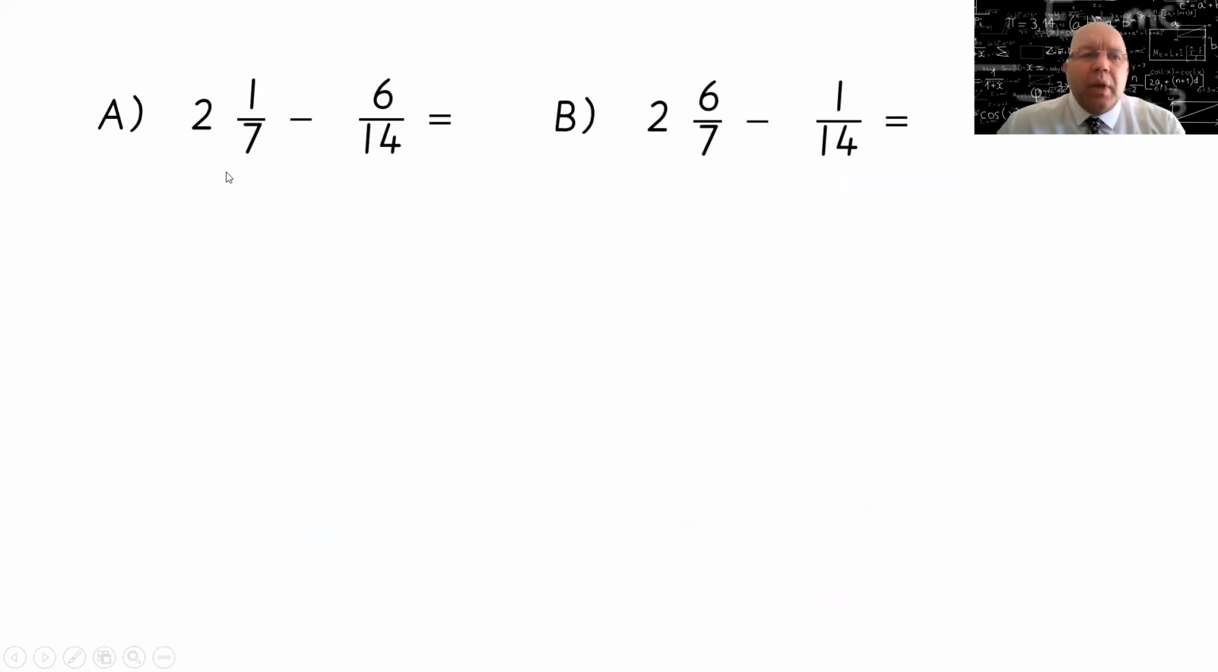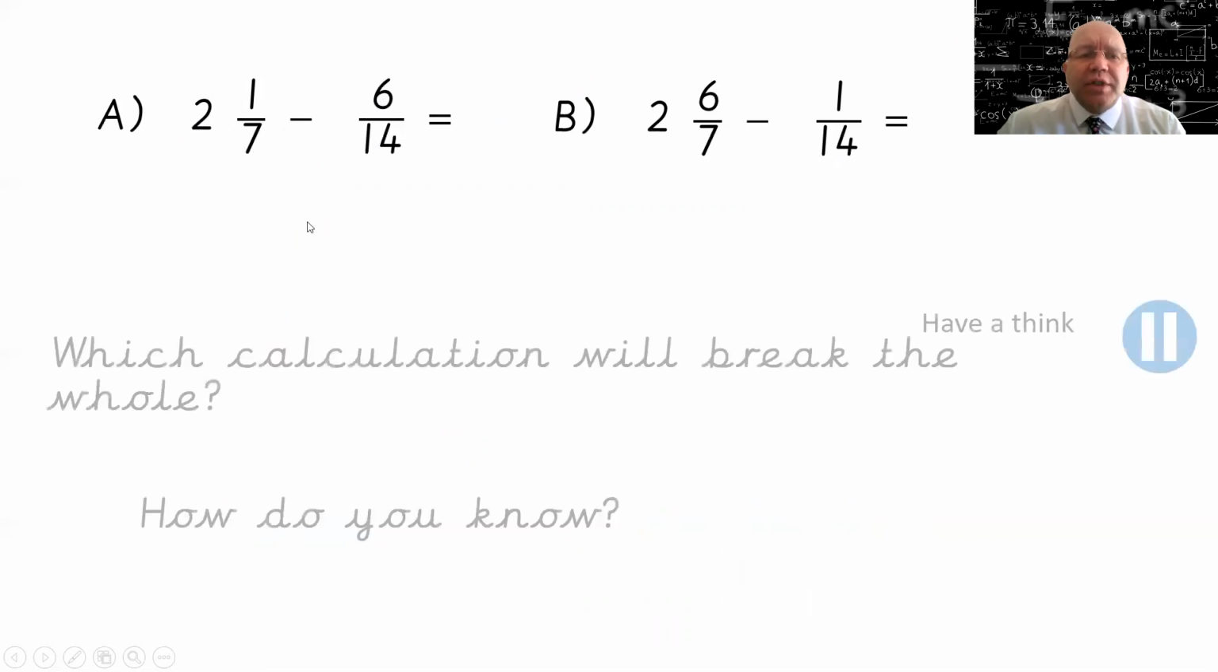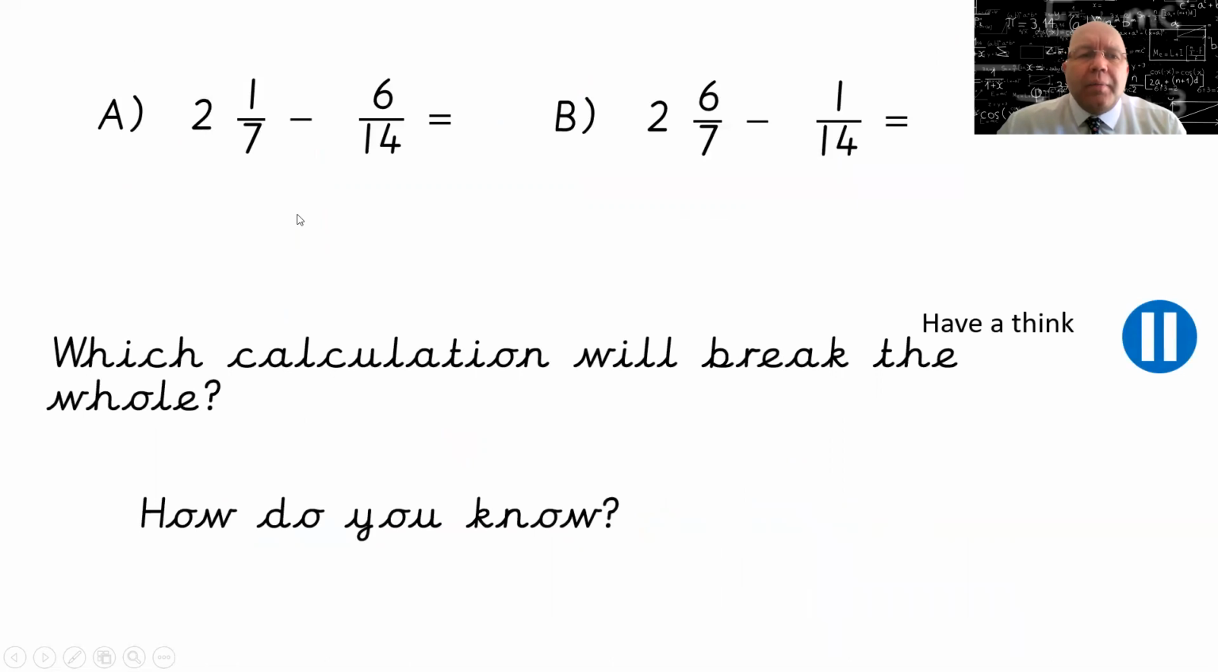Two more. 2 and 1/7 take away 6/14. Again, job 1, create a common denominator. In this case, I'm going to go for 14ths. Okay, and then for B, same again, 14ths. But for this one, which of these two do you think will break the whole? How do you know?